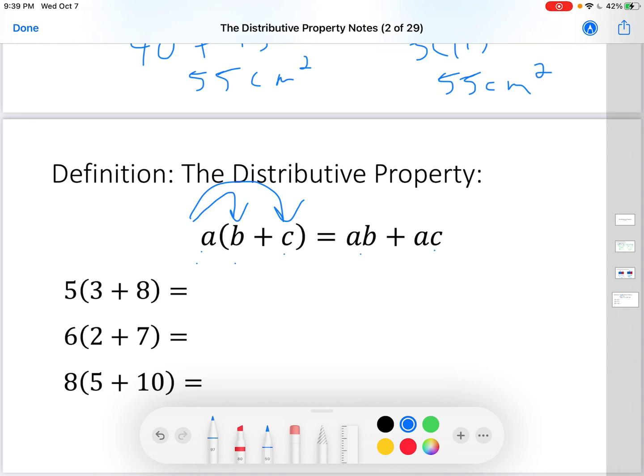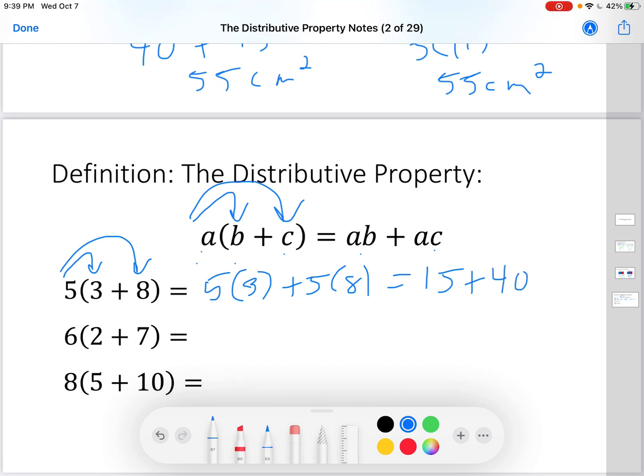So let's distribute these numbers. 5 is going to distribute across 3 and 8. So we'll do 5 times 3 and 5 times 8. That's 5 times 3 plus 5 times 8. 5 times 3 is 15. 5 times 8 is 40. And that is equal to 55.